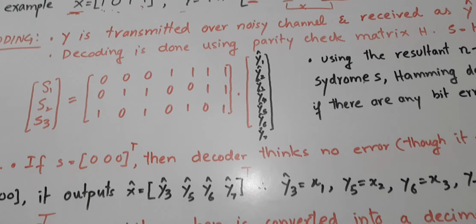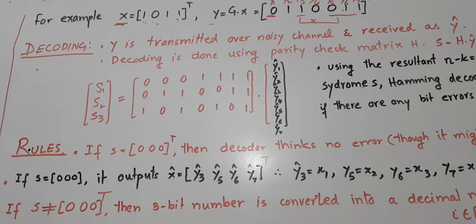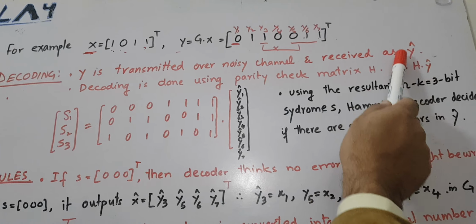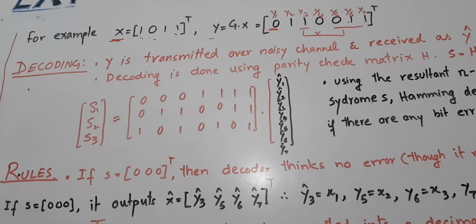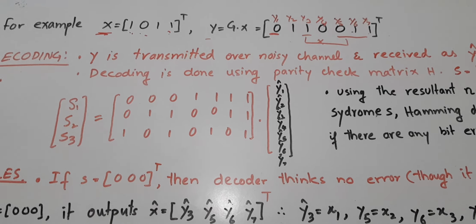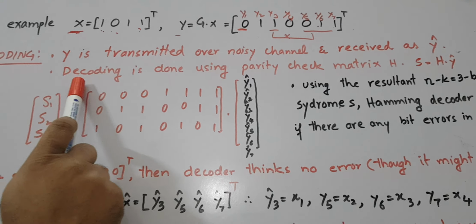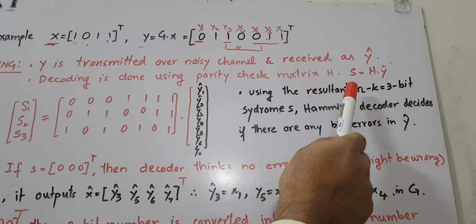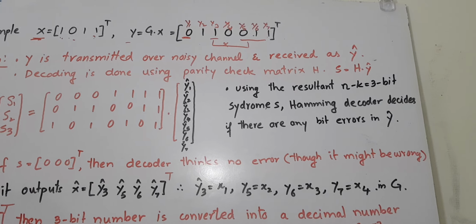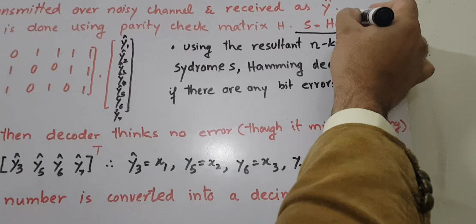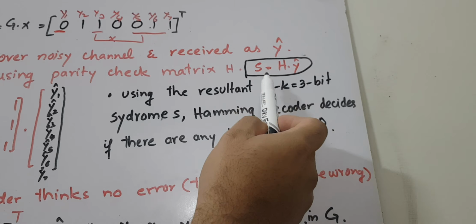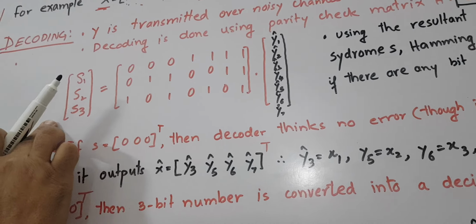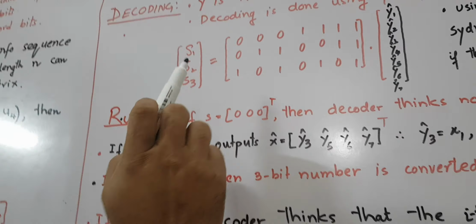On the decoding side, the receiving side, your message y is transmitted over a noisy channel and received as y hat. Y hat is not the original message; it is the message you receive after propagation through the noisy channel. Then you need to do the decoding. Decoding is done using the parity check matrix H, where S is equal to H multiplied by y hat. S is basically your syndrome.